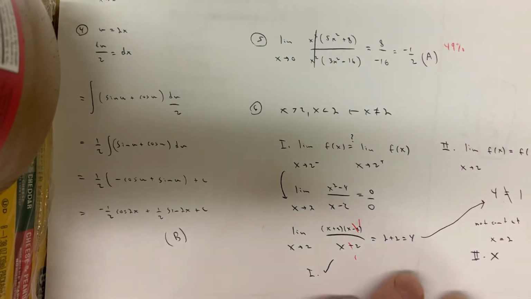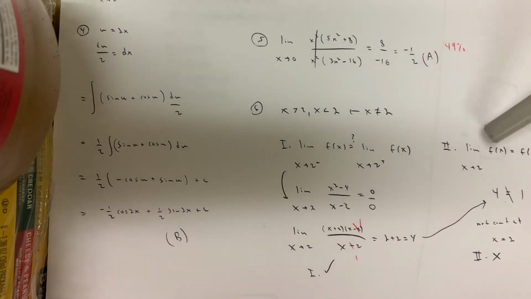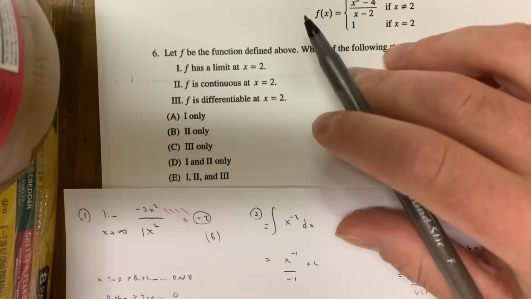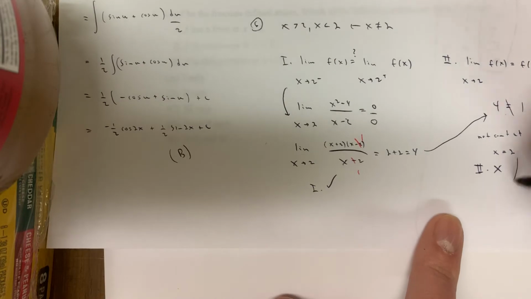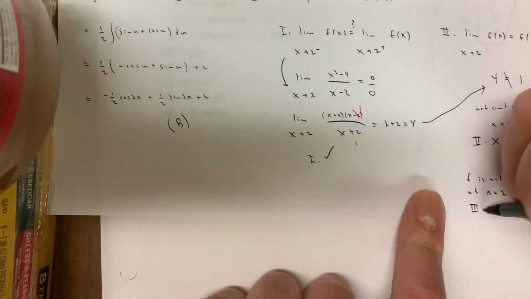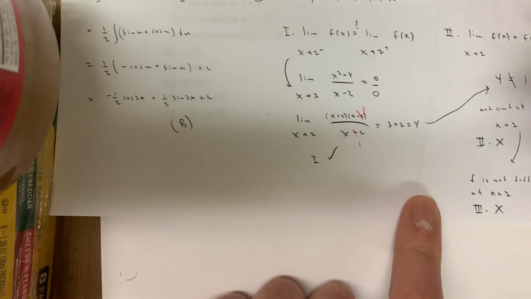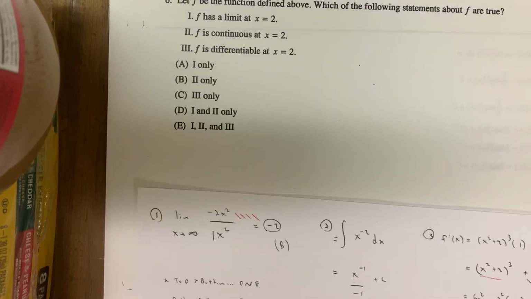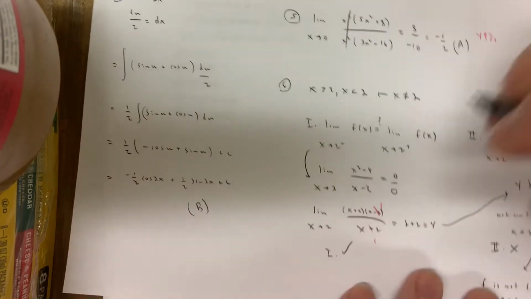And then people are like, oh, got to check for differentiability. We got to take a derivative, plug into the derivative left and right. No, because if a function is not continuous, that means it's not differentiable. Okay, so if f is not continuous at x equals 2, f is not differentiable at x equals 2, which means Roman numeral 3 is also wrong. So it's really Roman numeral 1 only. Okay, that's going to be true. And we know that's A.